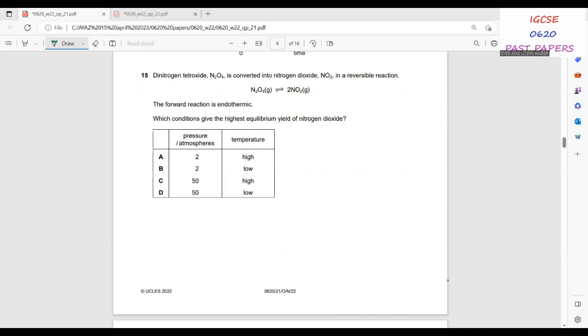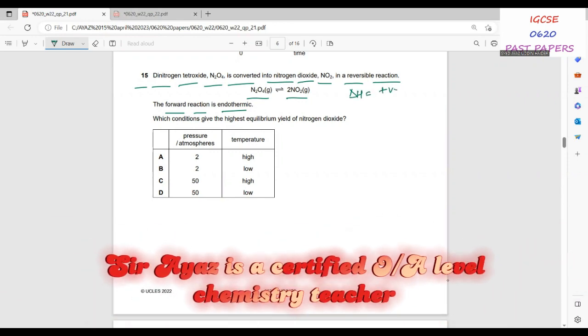Question number 15. Dinitrogen tetroxide N2O4 is converted into nitrogen dioxide NO2 in a reversible reaction. This is a reaction. N2O4 gas gives 2NO2 gas. The forward reaction is endothermic. Forward reaction endothermic means delta H will be plus in the forward direction. The backward will be exothermic automatically. Delta H will be negative on the reactant side.